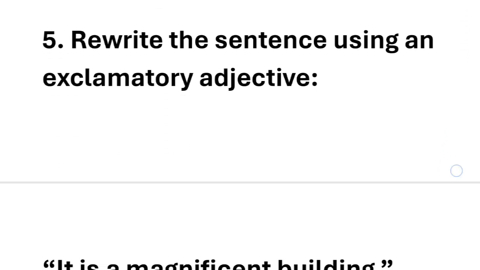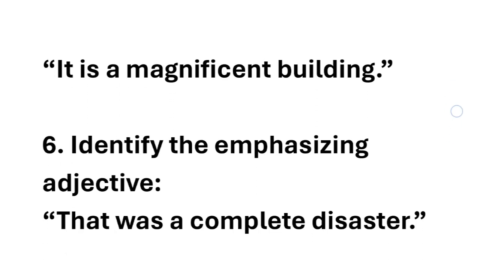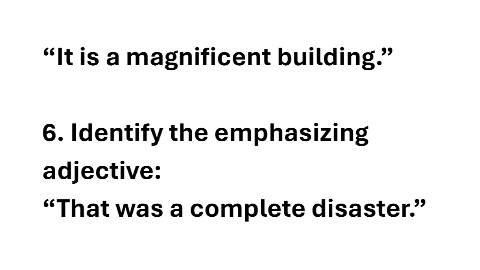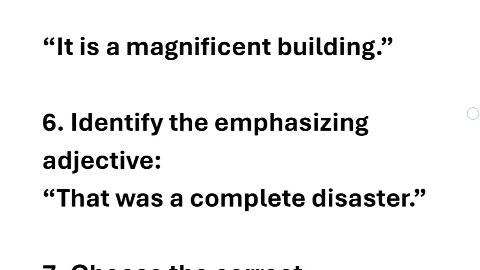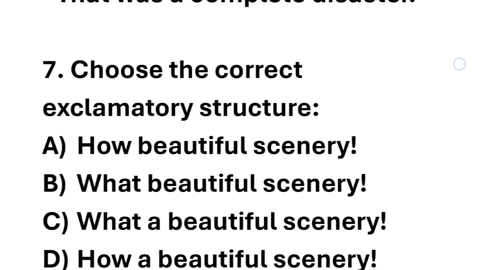Question 5 says rewrite the sentence using an exclamatory adjective. It is a magnificent building. This is a sentence and you have to make an exclamatory sentence using this. Question 6 says identify the emphasizing adjective. That was a complete disaster. You have to find the emphasizing adjective in this.